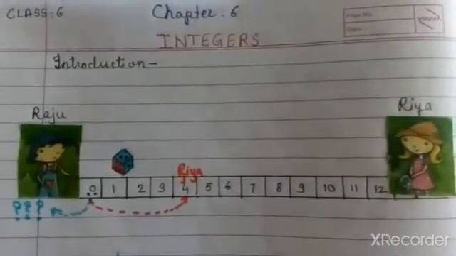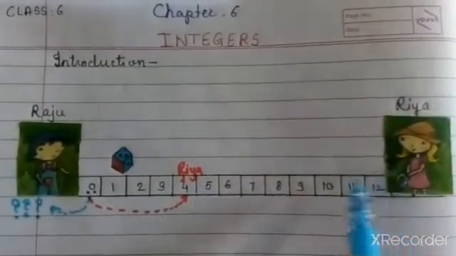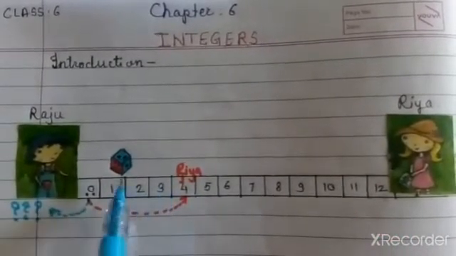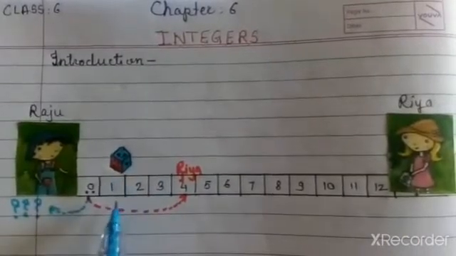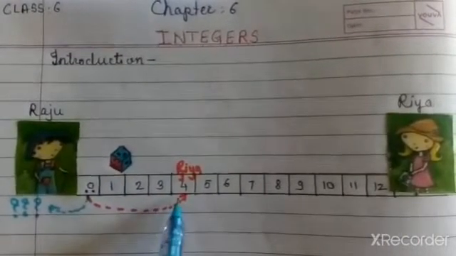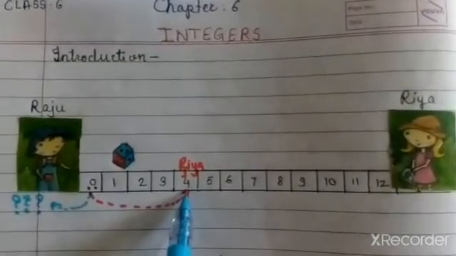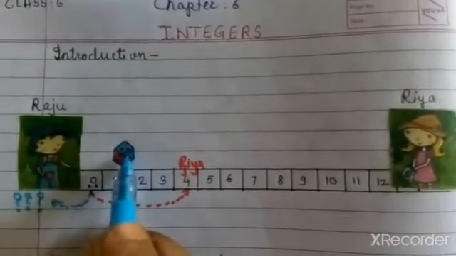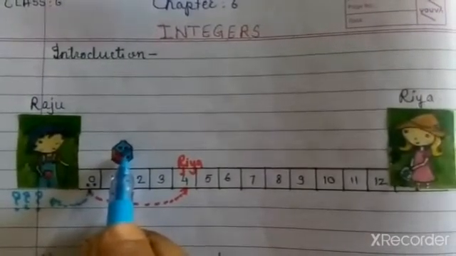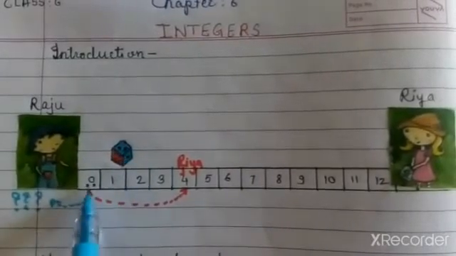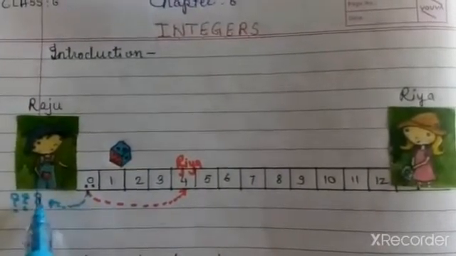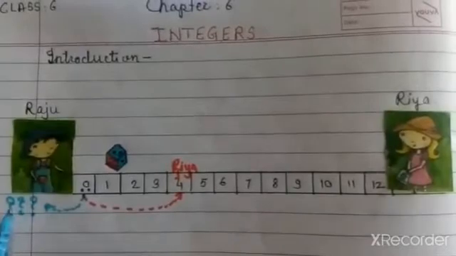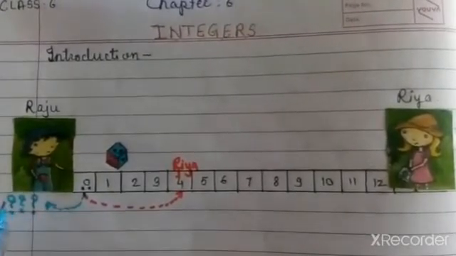Now they start the game. It was Riya's turn, and she gets the red color of the die and gets 4 after throwing it. So she has to move the token forward to mark 4. Now it is Raju's turn. He gets 2 points with blue color on the upper face of the die. That means he has to move 2 points backwards. But there is nothing behind the 0. What can they do now? Where does he have to place the token?